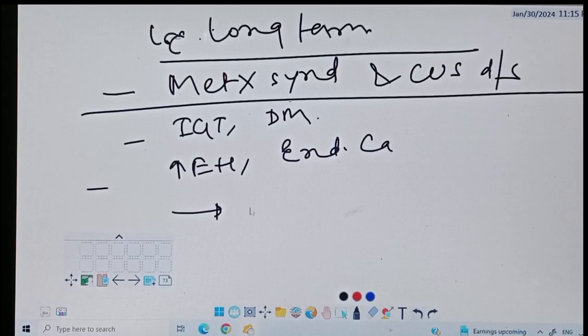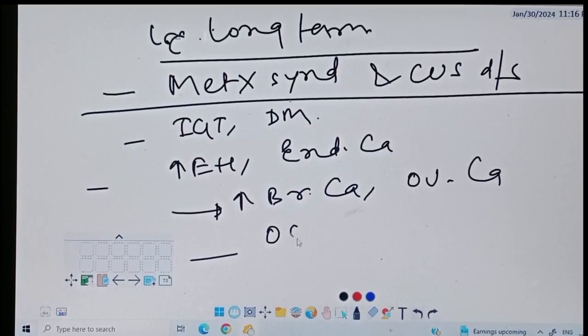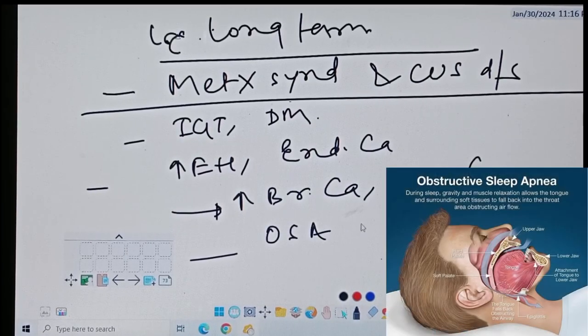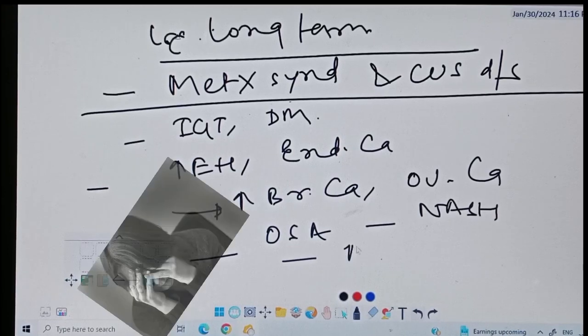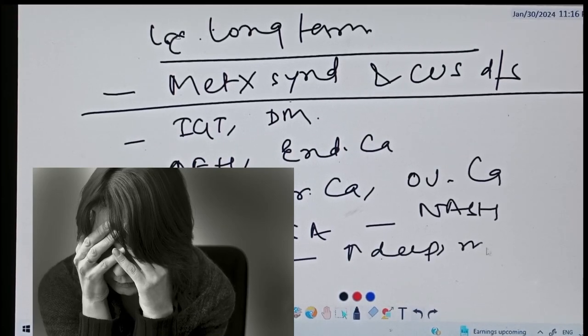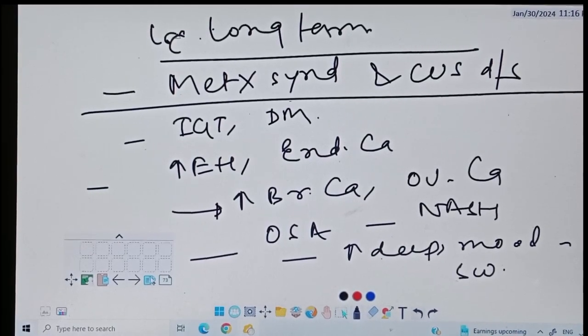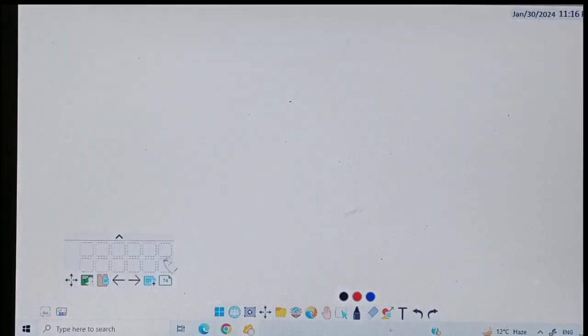Since estrogen levels are increased, there is increased risk of breast CA and ovarian CA. Next is obstructive sleep apnea because of insulin resistance and central obesity. Next is non-alcoholic steatohepatitis. Next is increased depression, mood swings, and low quality of life. These are all the long-term consequences. Next we'll summarize which hormones get increased and which get decreased.